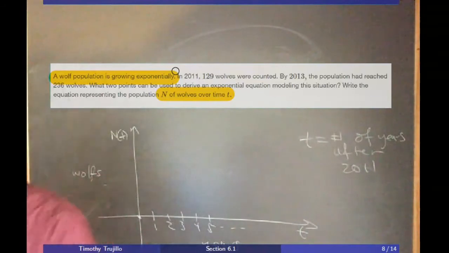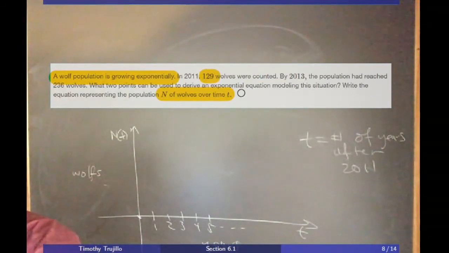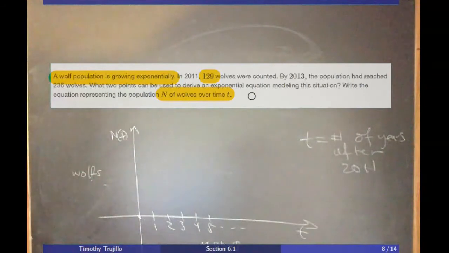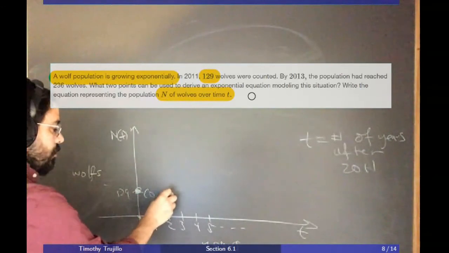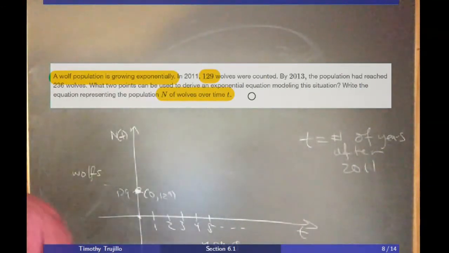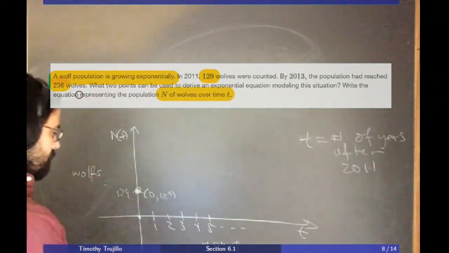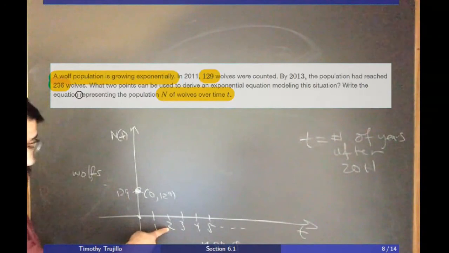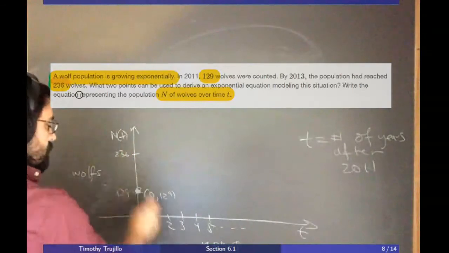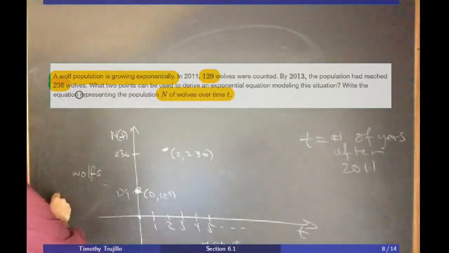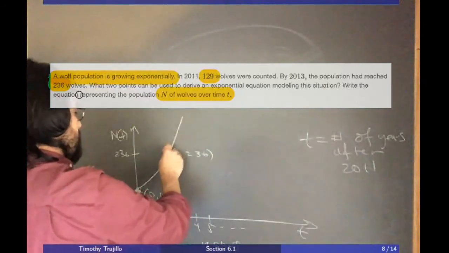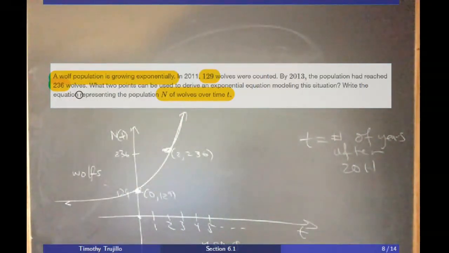Okay, so let's just break down the other information they gave us. So initially, there's 129 wolves. So when t is equal to 0, there's 129. So this point is on the graph, (0, 129). And then in 2013, there are 236 wolves here. And so here, when t is equal to 2, we've got 236. So that would be this point here, 236. And we want to find the equation of an exponential function that passes through those 2 points.